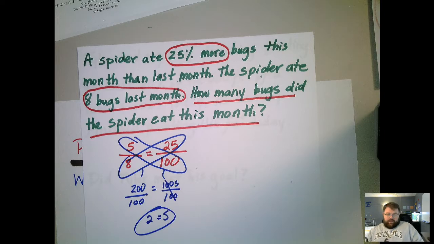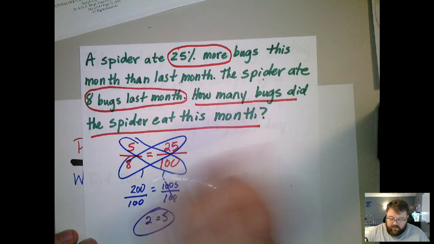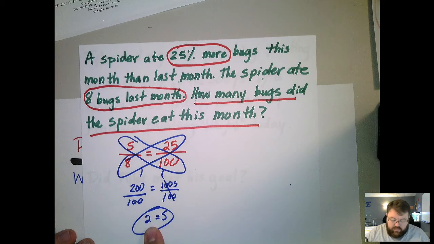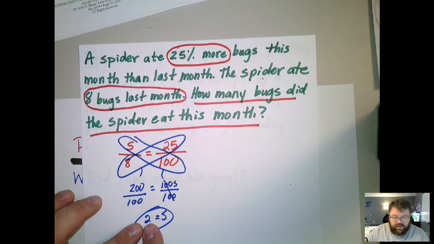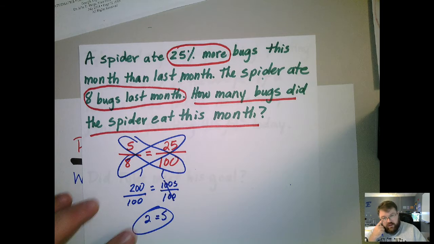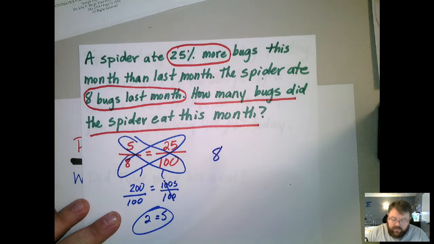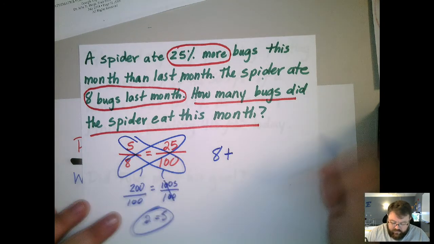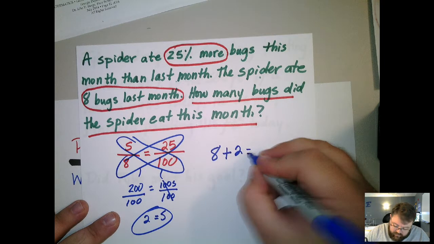Now, let's talk about what this means. How many bugs did the spider eat this month? Our answer isn't 2, okay? Because it ate 25% more. So it ate 2 more bugs than it did last month. So if I take the 8 bugs that it ate last month plus 25% more, which is the 2, equals 10.